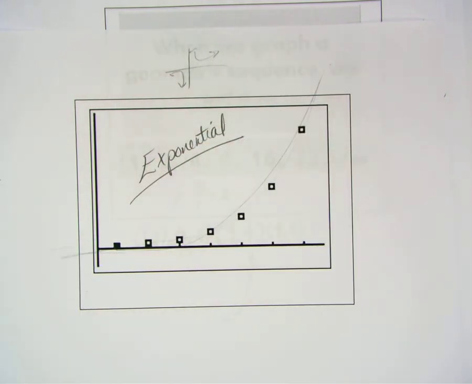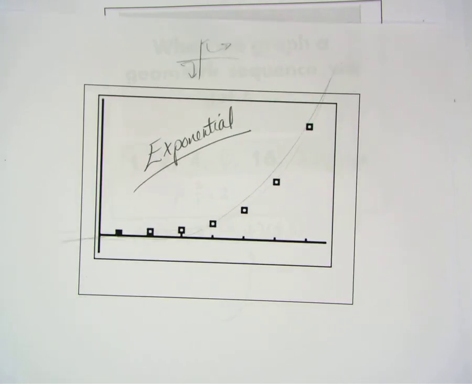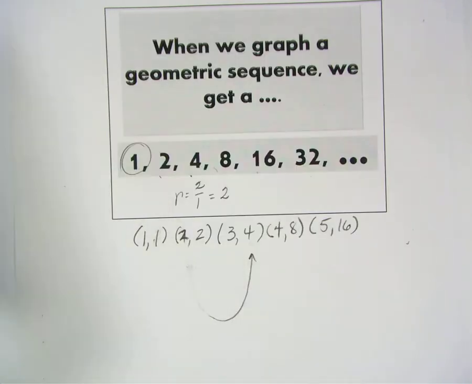So, an arithmetic sequence is linear. A geometric sequence is exponential. So we're going to have to remember what we learned about exponentials in order to do these problems. Pretty simple.